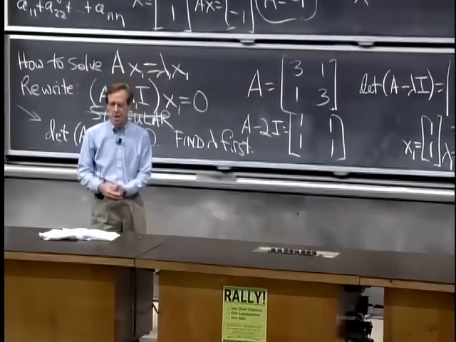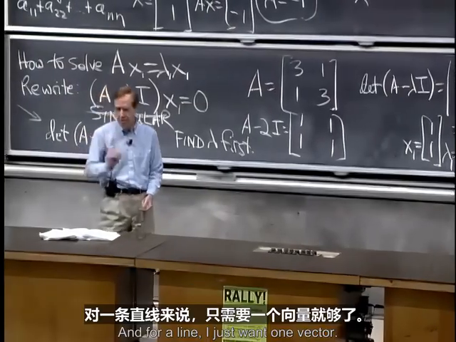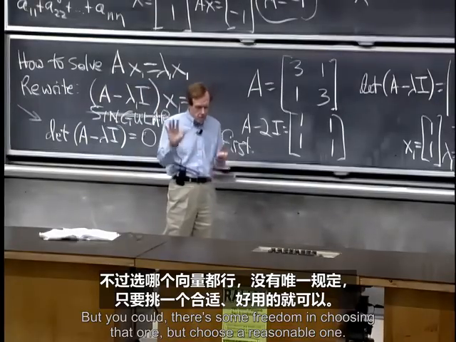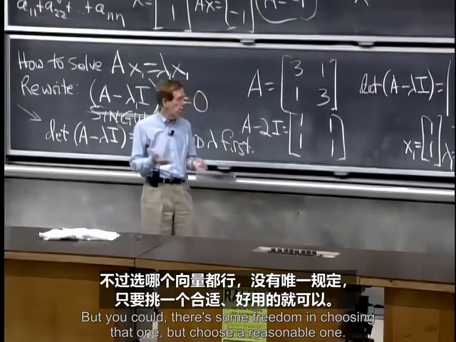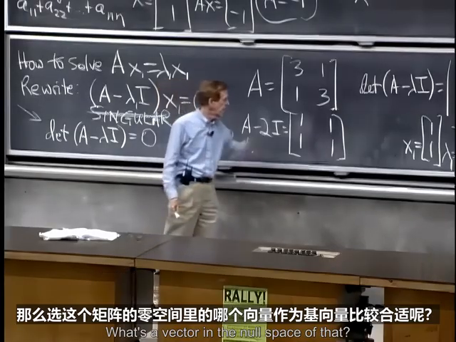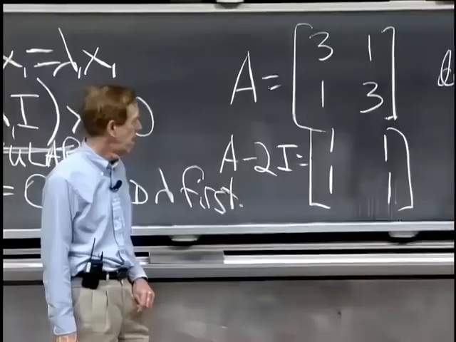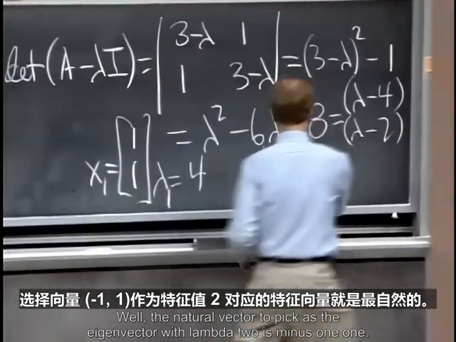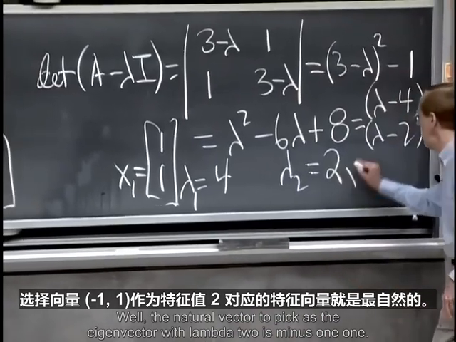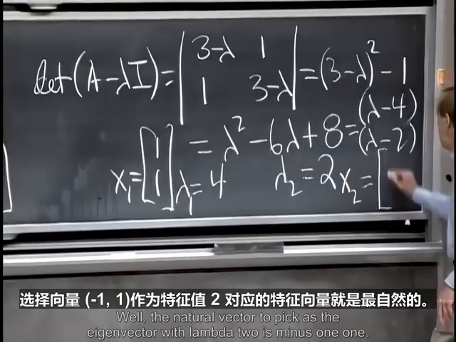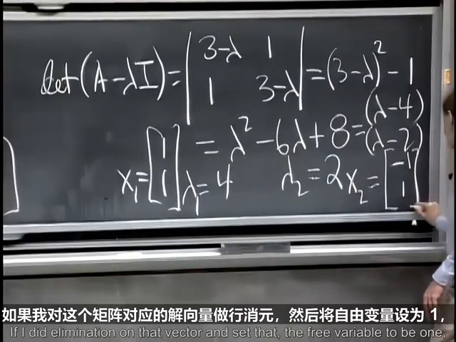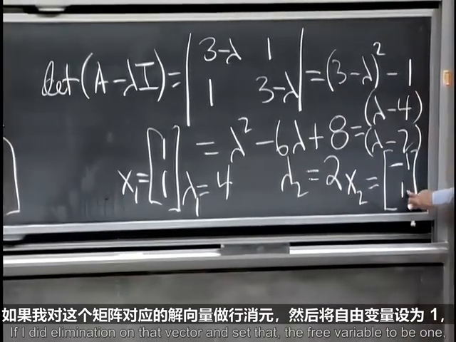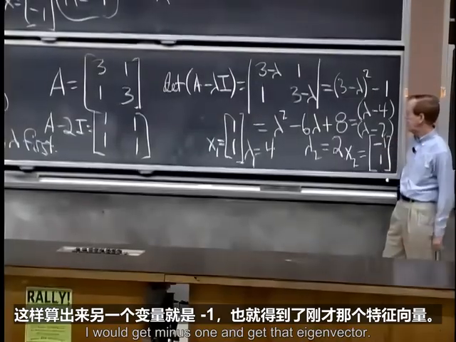There's some freedom in choosing that one, but choose a reasonable one. What's a vector in the null space of that? Well, the natural vector to pick as the eigenvector with lambda 2 is minus 1, 1. If I did elimination on that matrix and set the free variable to be 1, I would get minus 1 and get that eigenvector.